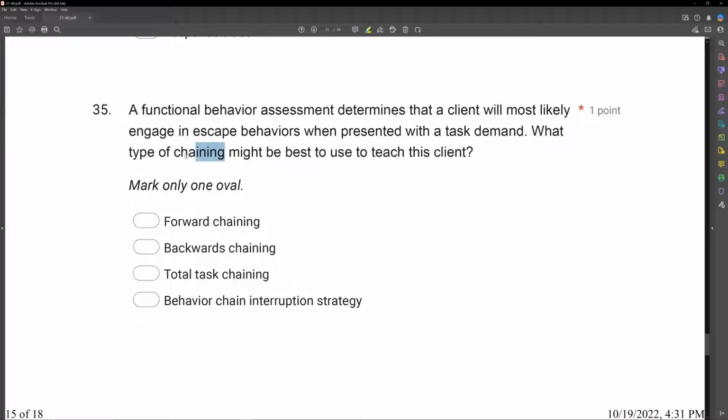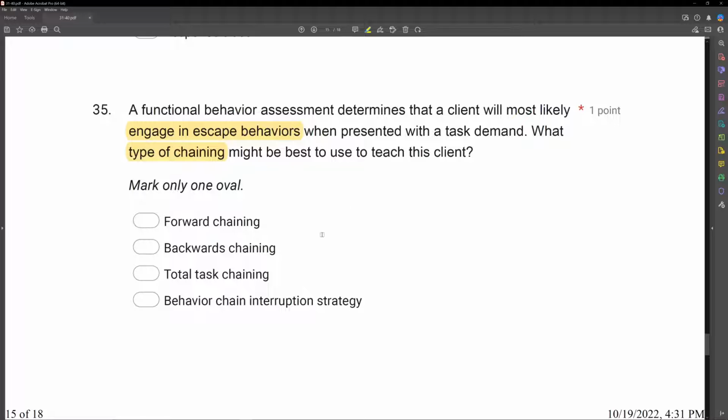So in this case, we're looking at a type of chaining: forward, backward, total, behavior chain interruption. And we know the client engages in escape behaviors when presented with a task demand. But what type of chaining uses escape as reinforcement? In forward chaining, we know the client has to complete the first step before they get reinforcement, right? So if we have a chain of 12 steps, we're using forward chaining. They have to complete step 1 before they get reinforcement, and then step 1 and step 2, and then step 1, 2, and 3. Well, if our client engages in escape when presented with a task demand, we can predict how that might go, right?